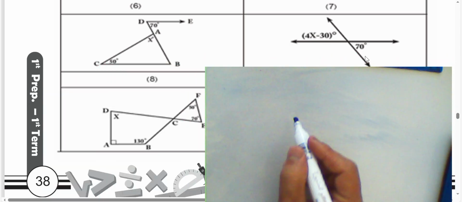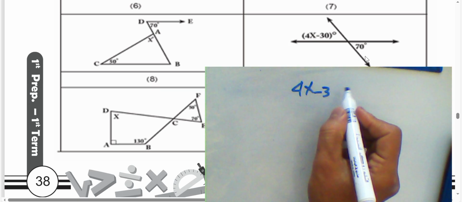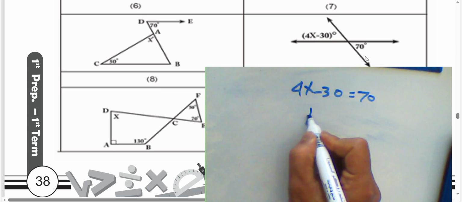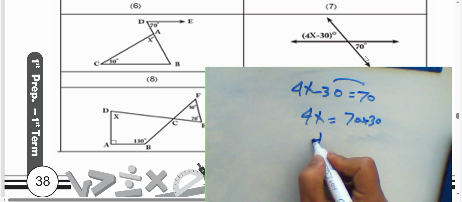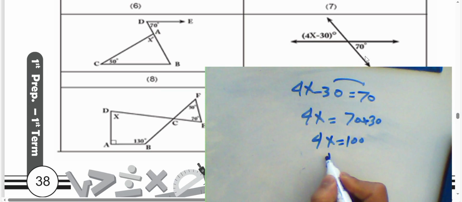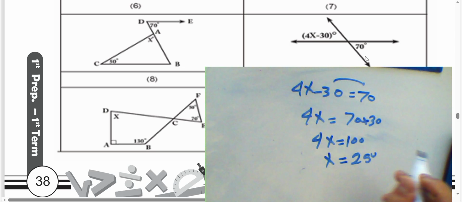Third question, number 7. Here we have vertical opposite angles, and 4x - 30 = 70. We must write 4x = 70 + 30 = 100. Then 4x = 100. We can divide by 4, then x = 25 degrees.